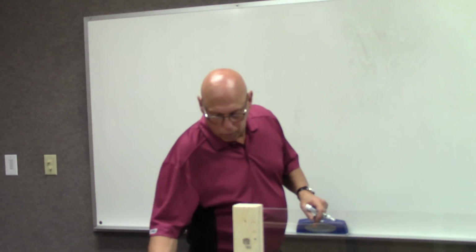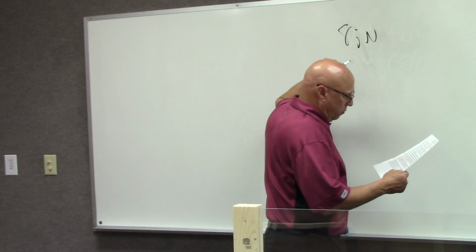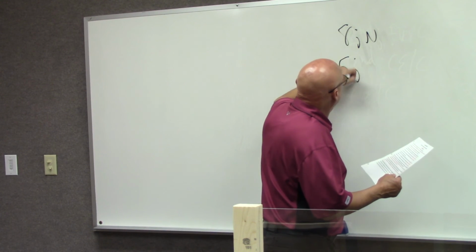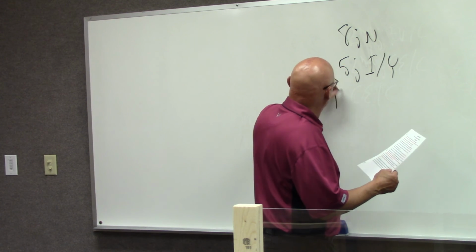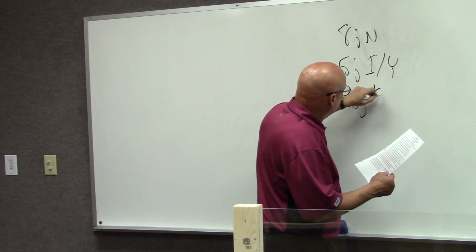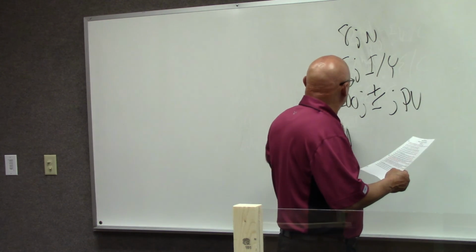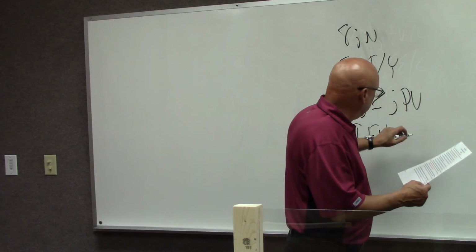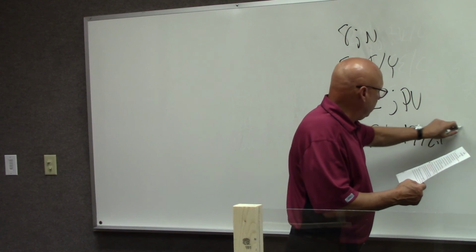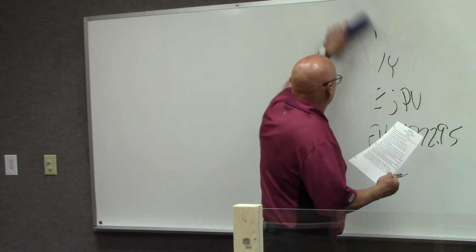All right, let's do the next one. Let's change the order in which we are inputting the data. So let's put 8 as our N and 5 as our IY and 1,200, plus minus key, as our present value. Compute future value, and you get 1772.95.